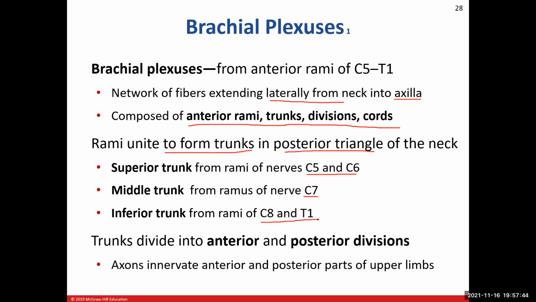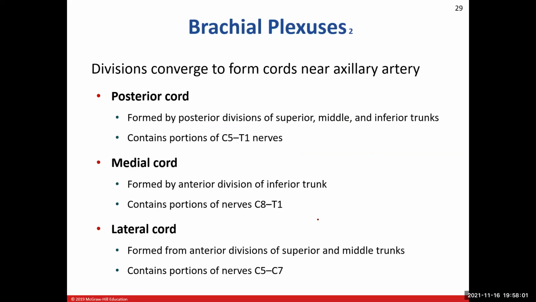Then those trunks divide and form our anterior and posterior divisions. And so it's here that we are going to see how these neurons are going to innervate the different parts and portions of our upper limbs, both the anterior and posterior, how some will innervate some of the extensor muscles, some will innervate the flexor muscles. So then our divisions give way to form our cords. So we have three cords, and this is going to occur near the axillary artery.